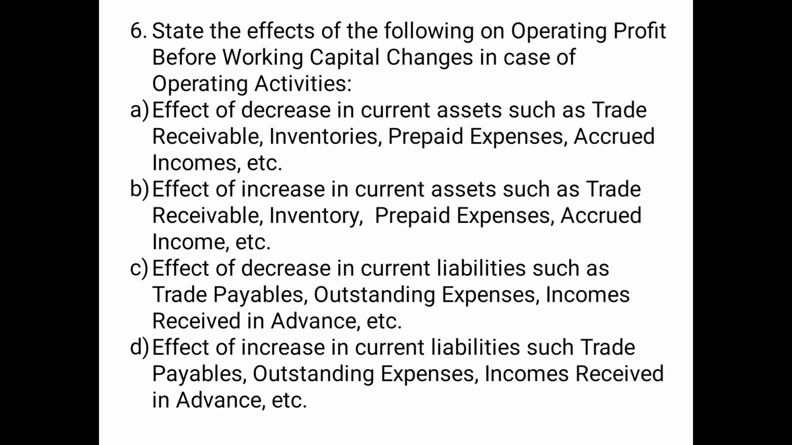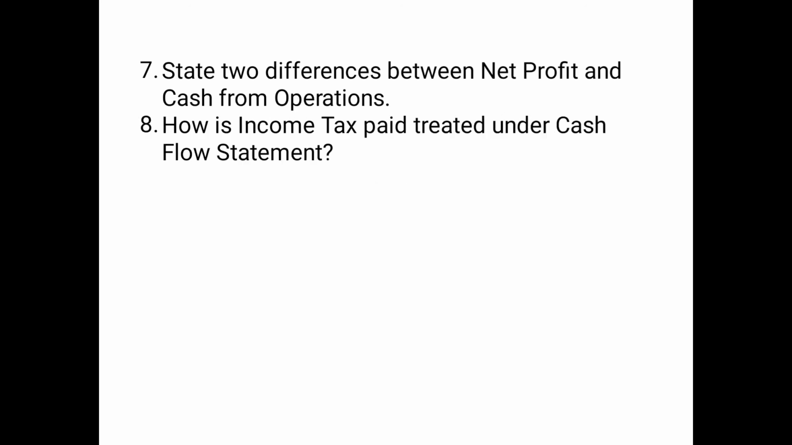of operating activities. Question number 7, state two differences between net profit and cash from operations. So we have discussed 3 differences. You can write any 2. For example, net profit works on accrual basis, whereas cash from operations works on cash basis. Then net profit takes into account the non-cash and non-operating items also, but cash from operations does not take into account non-cash and non-operating items.